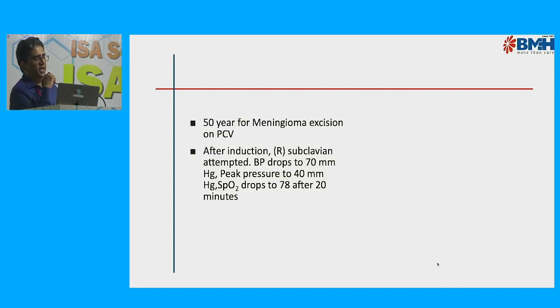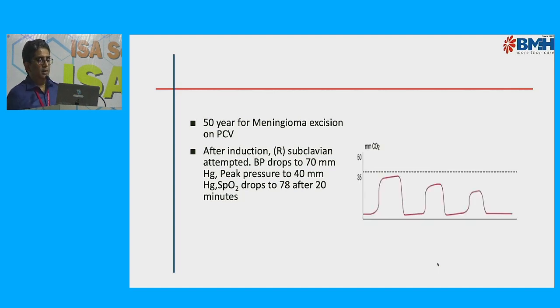Now another scenario, a 50-year-old male patient for meningioma excision, in pressure controlled ventilation. After induction, right subclavian was attempted, BP drops to 70 millimeters of mercury, peak pressure increases to 40, SpO2 drops to 78 after 20 minutes. And the graph is showing like this. It's pressure controlled ventilation.